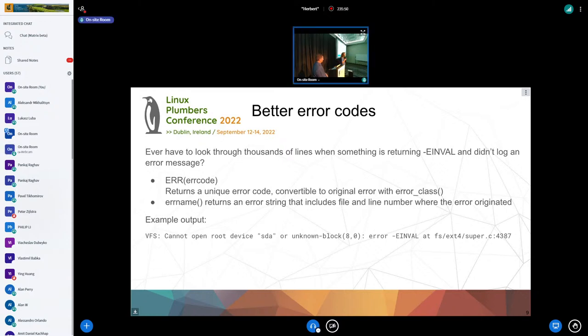Really cool thing about this is then the error string, or error name, and the %pE printf extension, they then return you an error string that tells you the file and line number where that error came from. And I think that's all the magic that I have to present today. Questions?